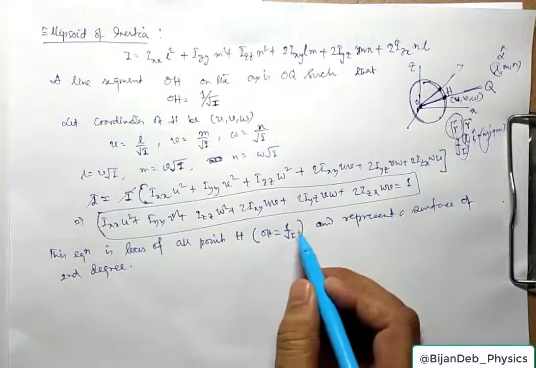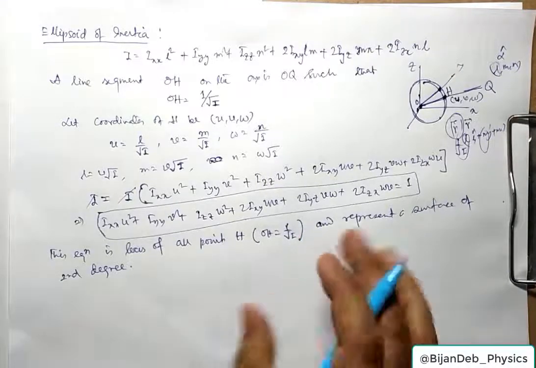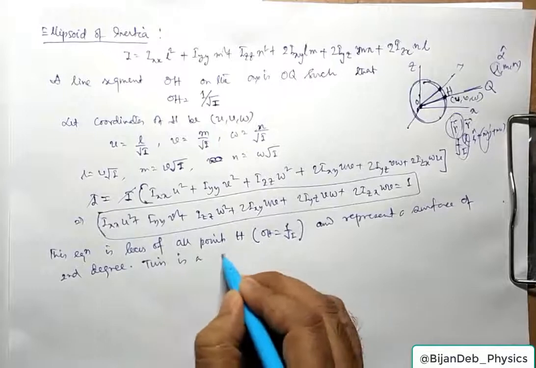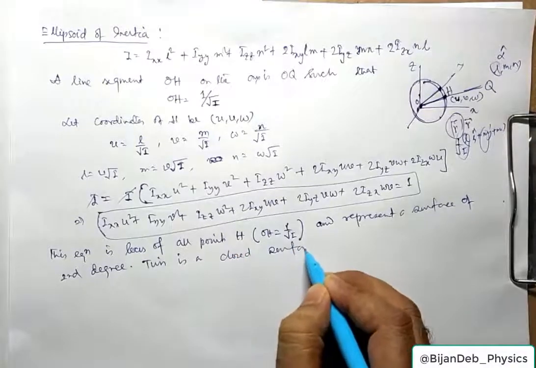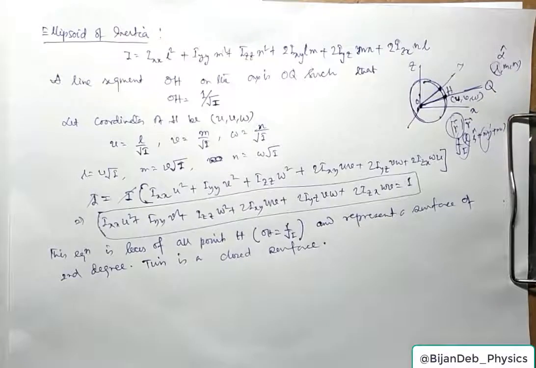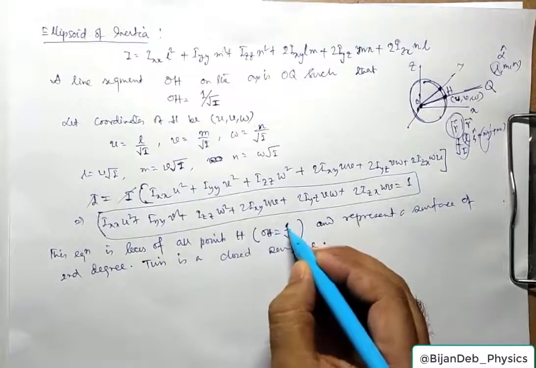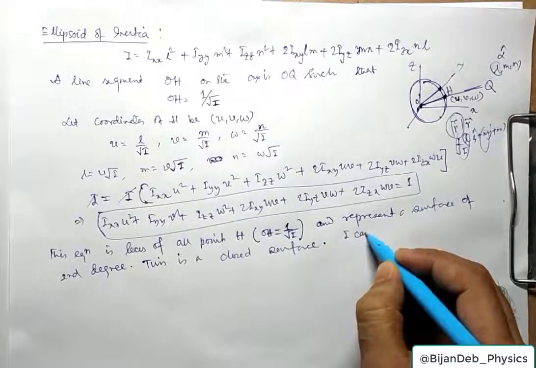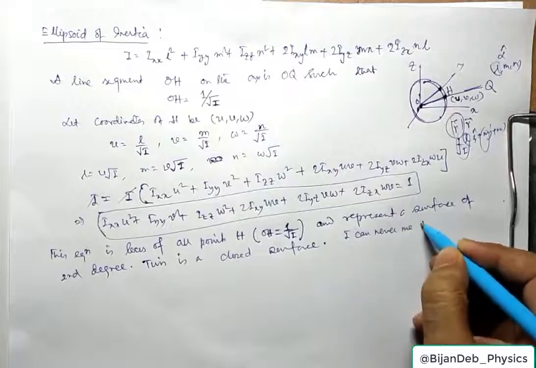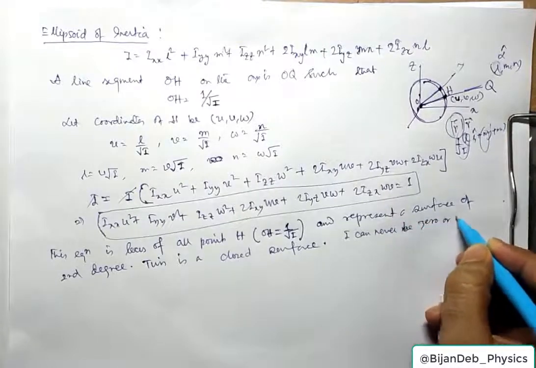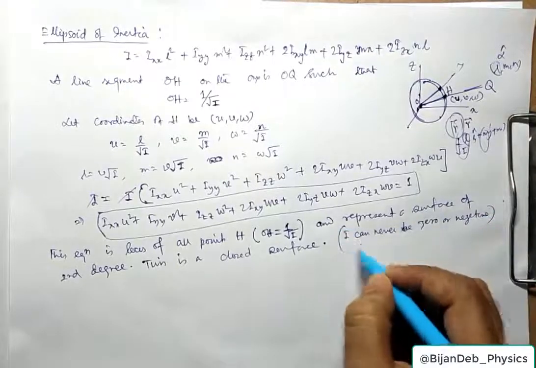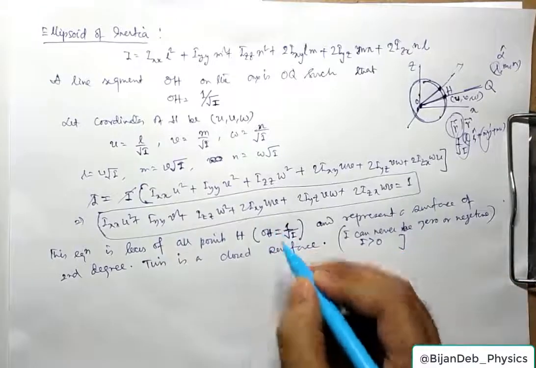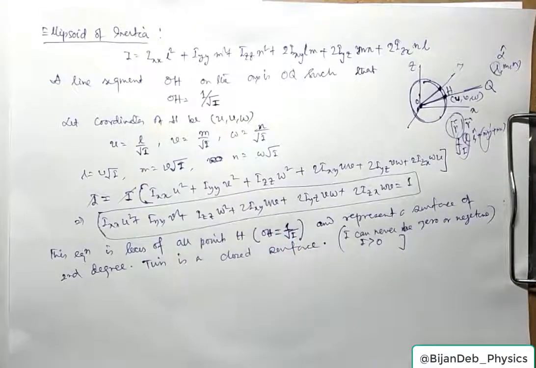Now moment of inertia is always positive, so this is a closed surface, because OH will always be a positive value. Whatever the I value, I can never be 0 or negative. It means I is always greater than 0. As I is always greater than 0, OH is always positive. So if you have some radius, this type of surface is called a closed surface.